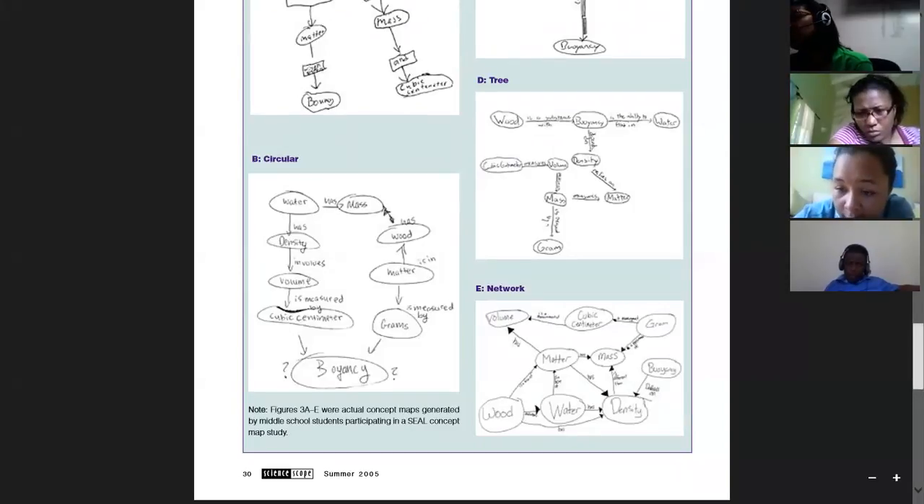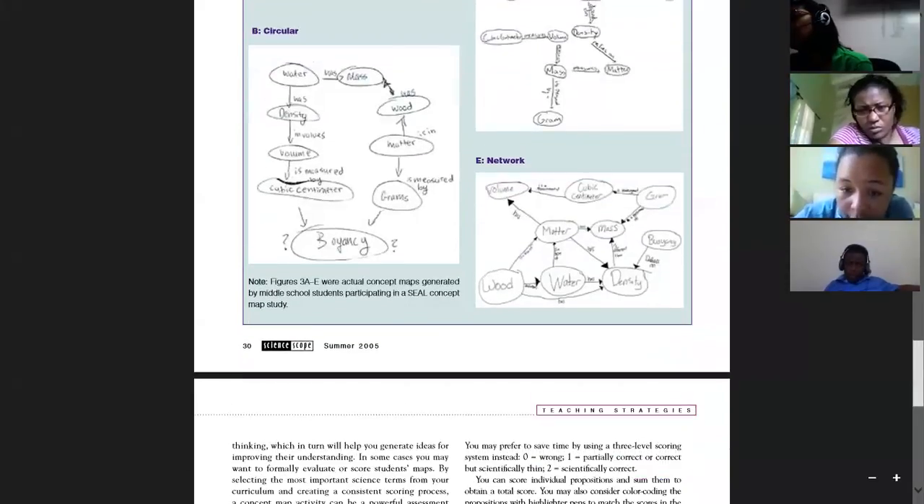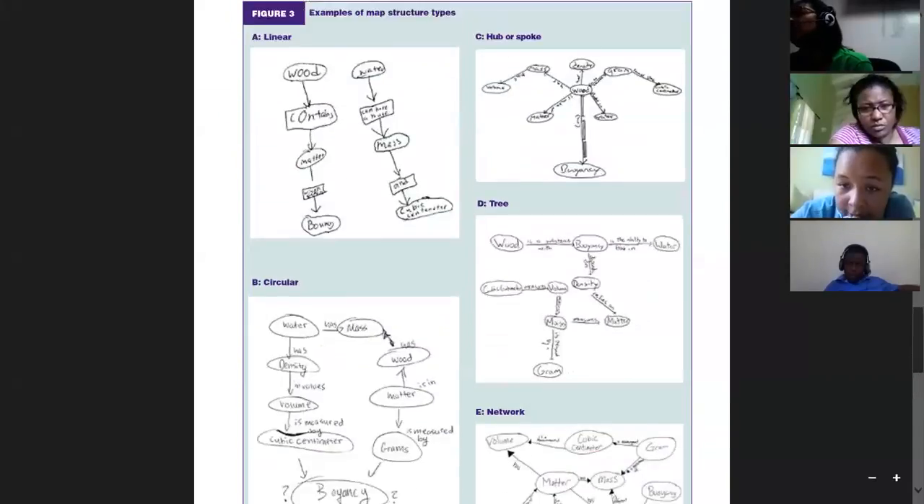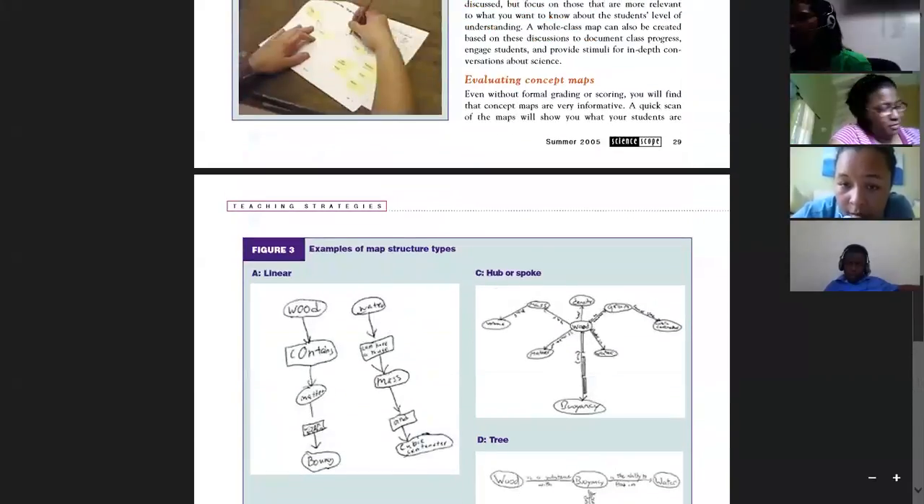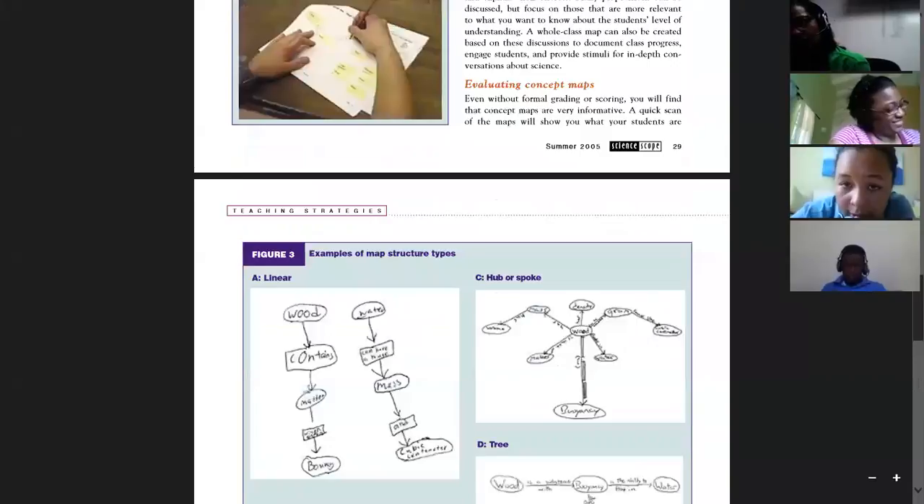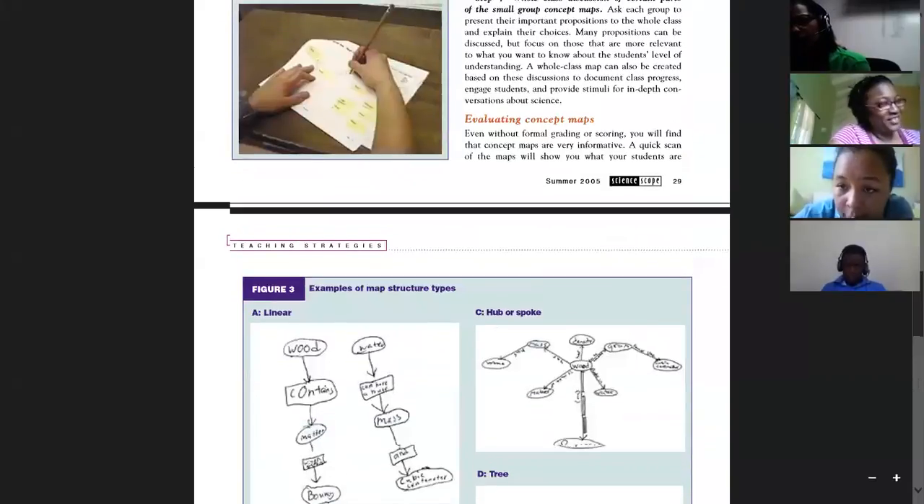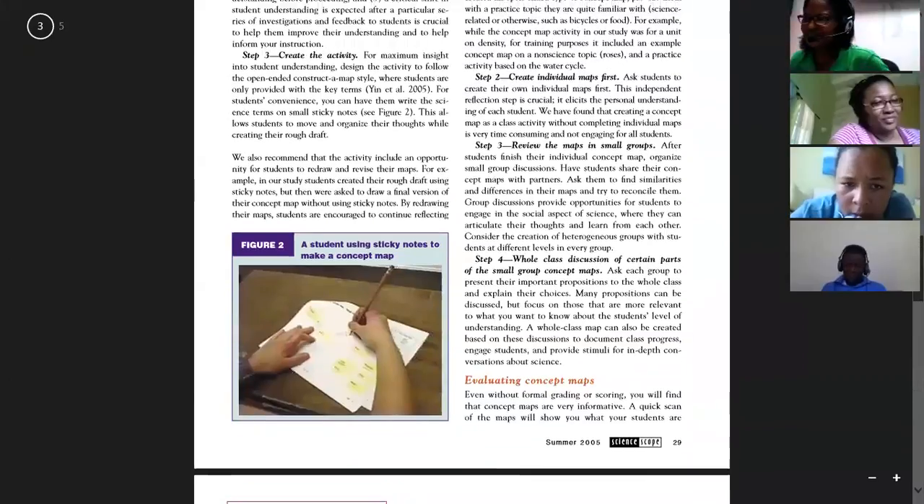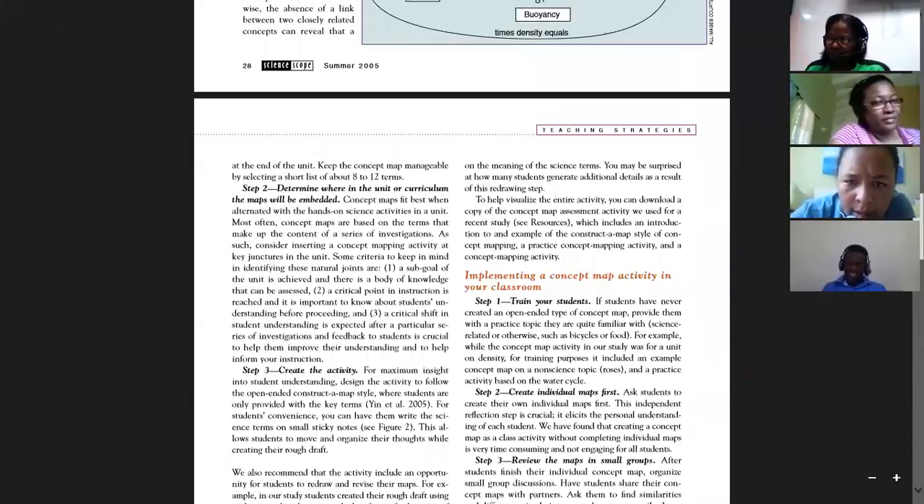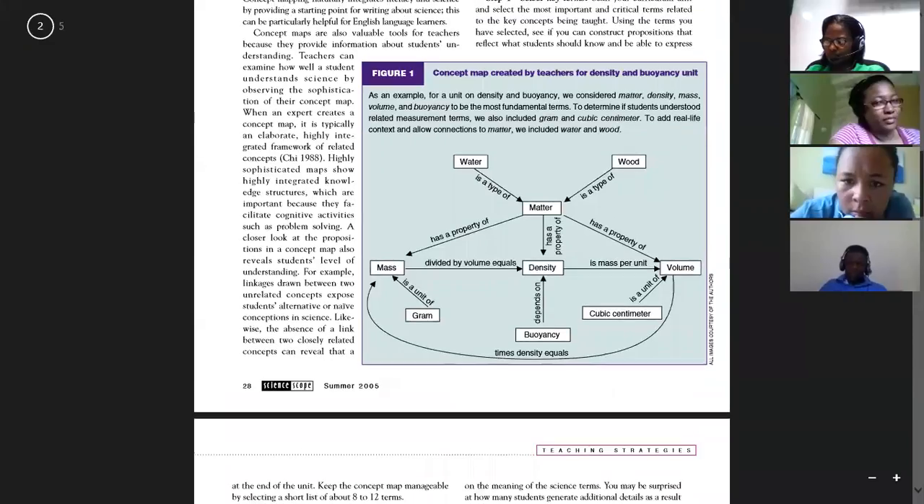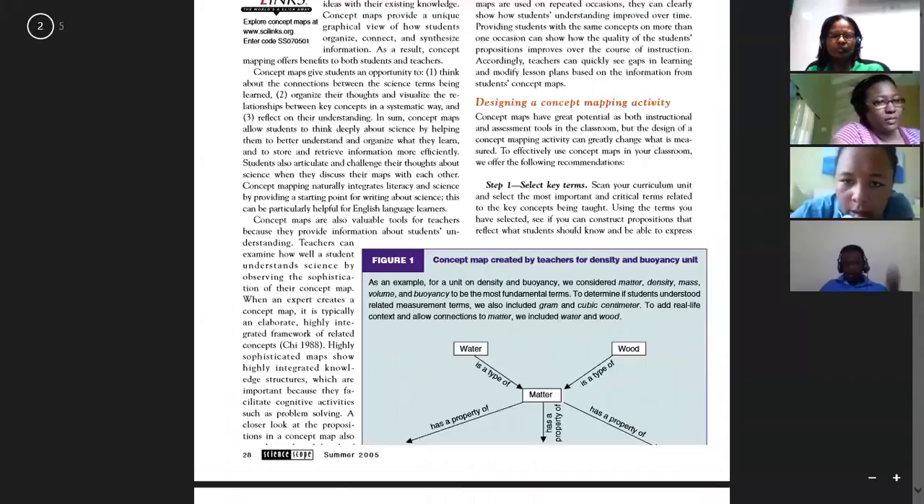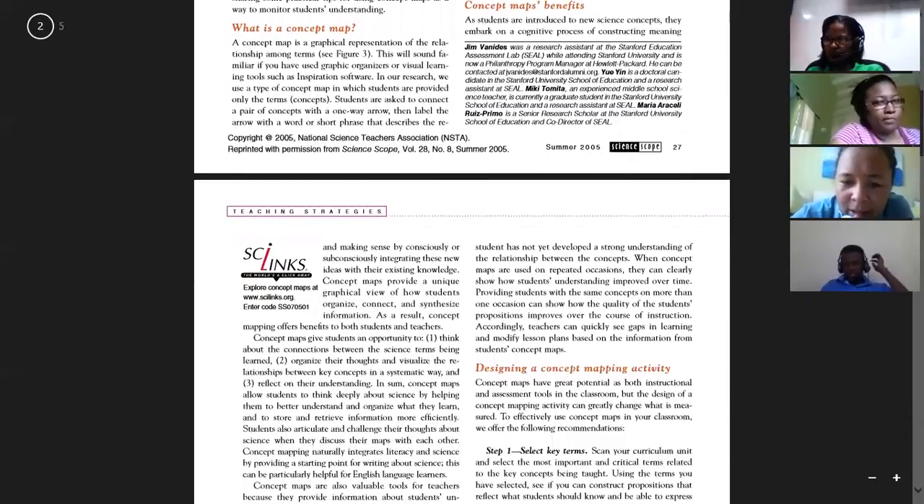But this document here can be found in the RVLE under concept maps. So you can look at it more clearly, not through sharing of the screen. Did you have a different question, Samuel? Another question? Did that answer your question?